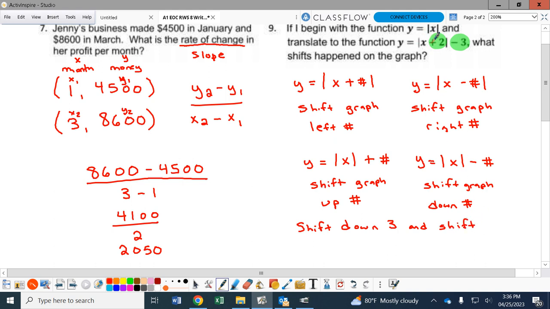Remember, it's the opposite, so even though it's plus 2, it's really like thinking of it as a minus 2. Anytime it's plus, it's going to shift to the left, so it's going to shift left 2. So it's going to shift down 3 and left 2.